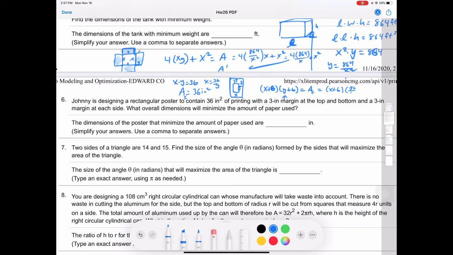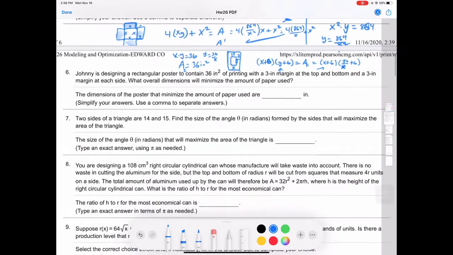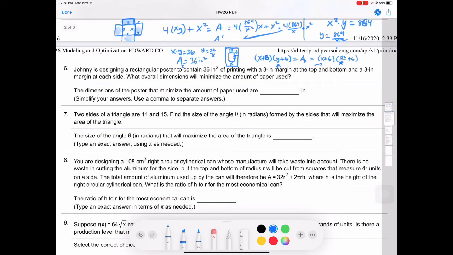Wait, I substituted the wrong thing. Over here, we want y. Y is equal to 36 over x. 36 over x, plus 6. Okay, and then we're going to take the derivative of this value. We can do product rule if you want. And then we're going to set that equal to 0. So that's a setup. Again, it's all pretty much the same. Once you end up with your optimizing function, we take the derivative of that and we set that equal to 0 to look for our critical points.